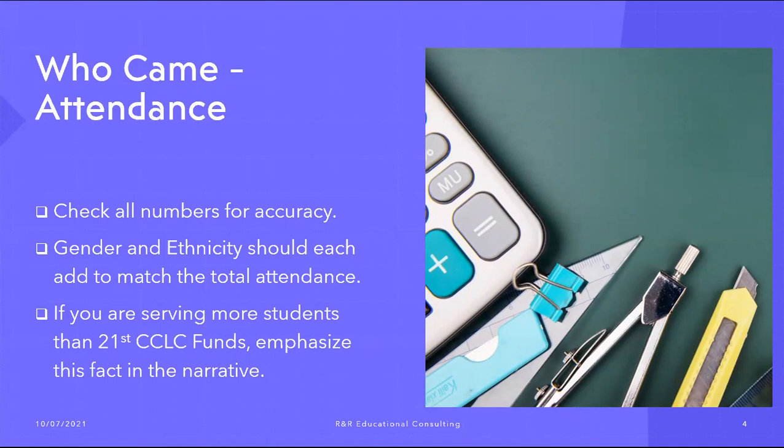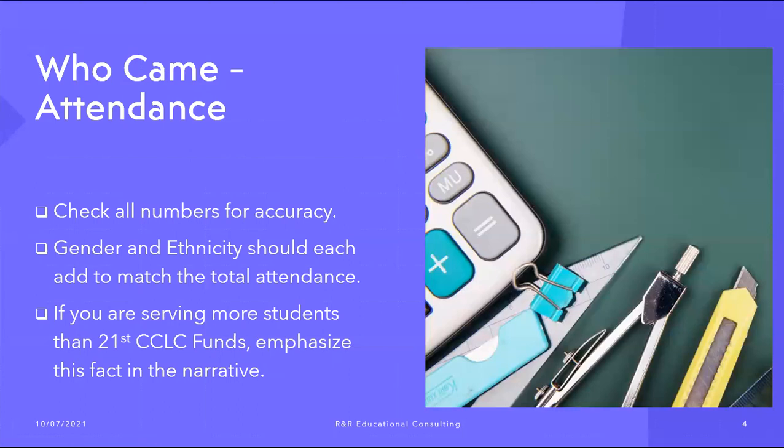Oh, and then a real biggie, we saw a lot of this last year, and it's great so that we can report on this: if you're serving more students than the 21st Century funds, talk about that. Pat yourself on the back. Tell us why you're able to serve more students. Because that looks really great in the overall state evaluation, to be able to state that and show that the money from the federal government is being put to great use there in Iowa.